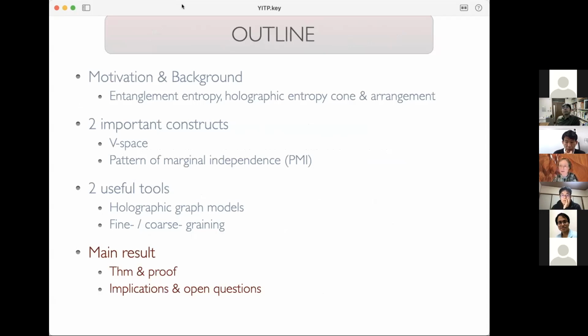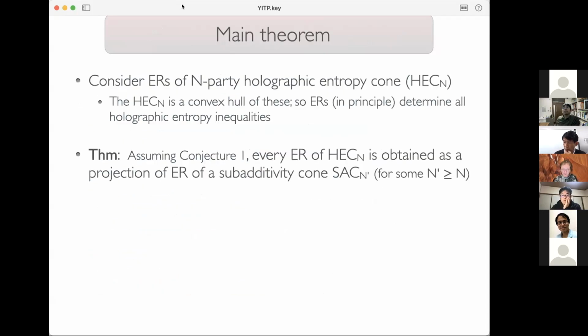Okay, so here's the main result. The main result is the following. So consider some n-party holographic entropy cone. That is a convex hull of its extreme rays. Okay, so in principle, once I can describe how to find these extreme rays, I could describe for you how to find their convex hull, and that would define for me the holographic entropy cone. So how do I specify these extreme rays?